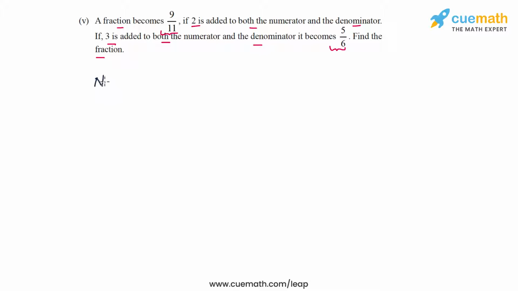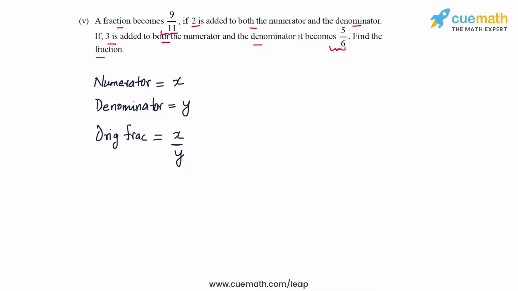So let's assume that the numerator is equal to some integer x, and the denominator is equal to some integer y. Which means that the original fraction is x by y. Now if 2 is added to both the numerator and the denominator, what do we get? The first piece of information tells us that the fraction becomes 9 by 11 if 2 is added to both. So the numerator becomes x plus 2 and the denominator becomes y plus 2, and this changes the fraction into 9 by 11. So this relation gives us our first equation in x and y.